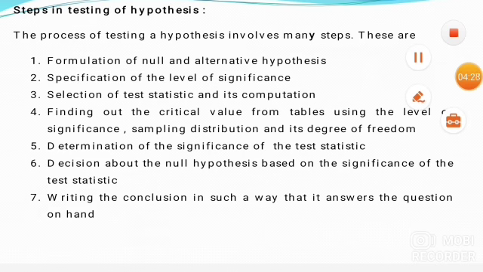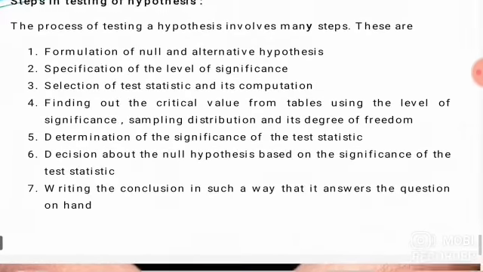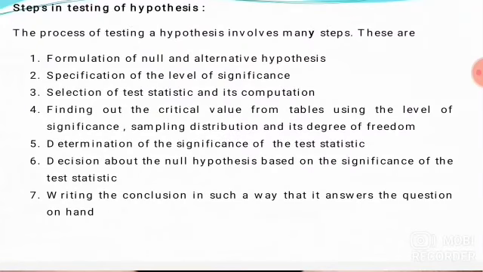The fourth step is finding the critical value from the table using the level of significance, sampling distribution and its degrees of freedom. The fifth is determination of the significance of the test statistic. The sixth is the decision about the null hypothesis based on the significance of the test statistic. The last is writing the conclusion in such a way that it answers the question at hand.